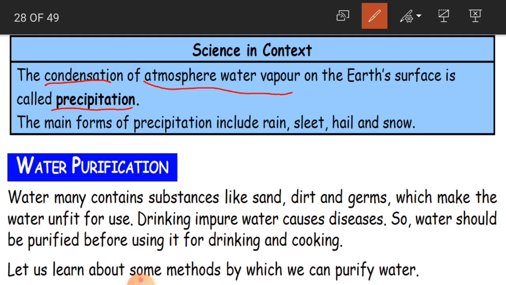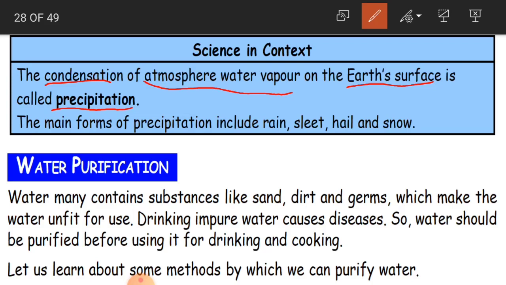Where is it going to fall, children? On the earth's surface. The water vapor which has been cooled in the atmosphere is going to fall down on the earth. That is known as precipitation. For example, our rain. Clear, children?